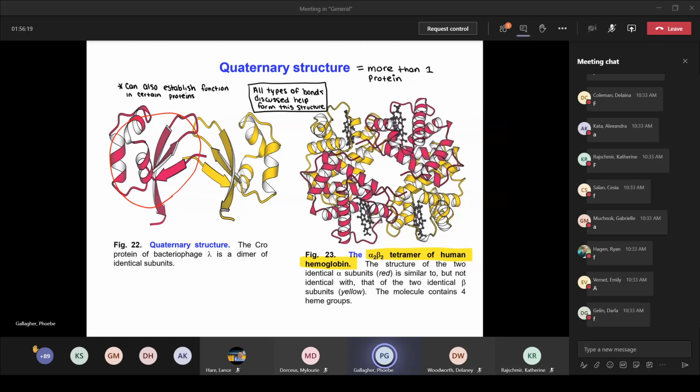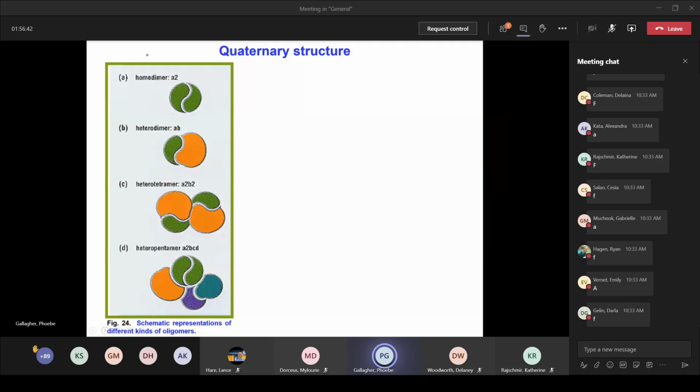So it could be two or more proteins coming together and interacting with one another. She's given you an example of two proteins that come together, and then a tetramer here. So this is hemoglobin, essentially, but you don't have to worry about hemoglobin yet. I would have an idea as to the difference between these.